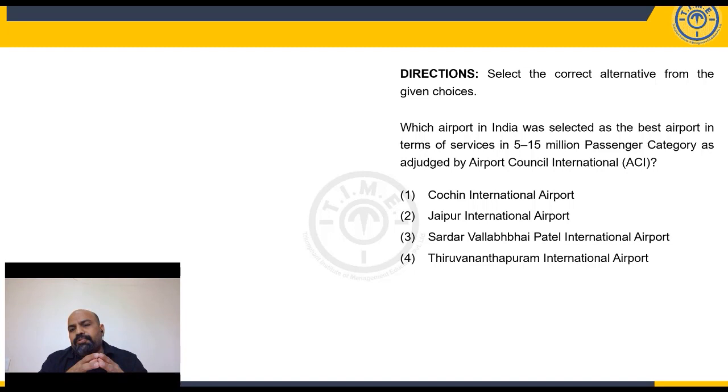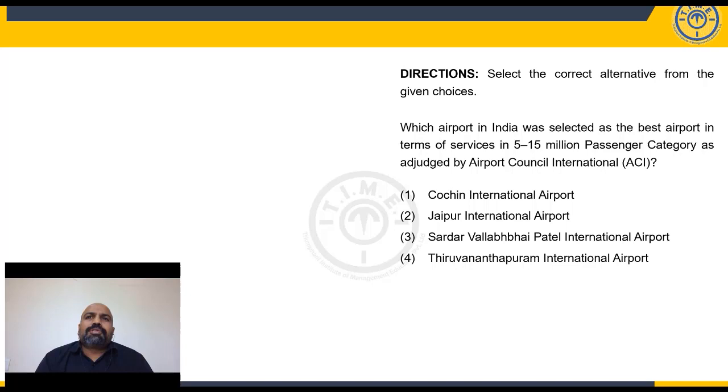Sardar Vallabhbhai Patel Airport is in Ahmedabad. Thiruvananthapuram, of course, is in Kerala. What you should know more here is this: there are 2 airports in India named after women. One is Delhi, where the airport is called Indira Gandhi International Airport, and the other is Indore, where the airport is called Devi Ahilyabai Airport. So, only 2 airports named after women leaders.